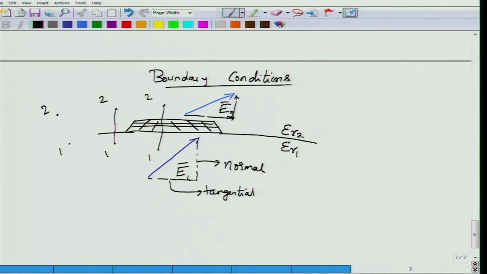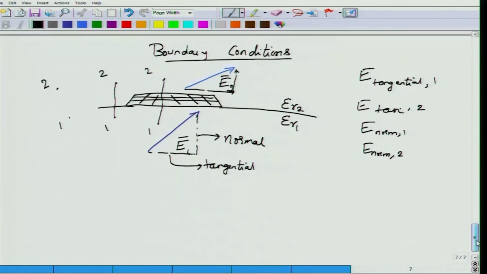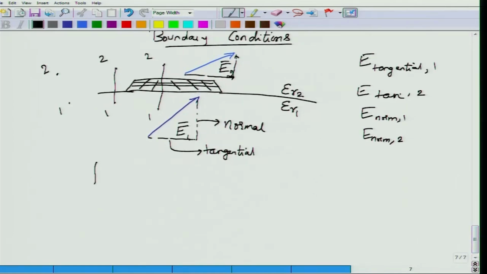So you will have tangential electric fields and normal electric fields. So you will actually have E tangential in medium 1, and E tangential in medium 2. You will have E normal in medium 1, E normal in medium 2, and we want to relate all these. Now we can relate these fields by using the line integral E dot dl equal to 0.